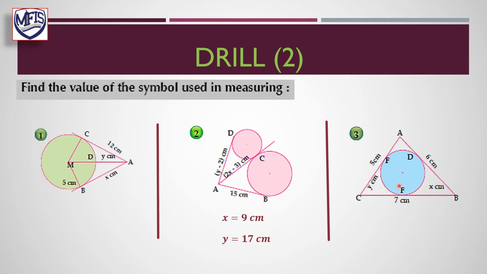Here I have a circle inscribed in the triangle. Inscribed circle means this circle touches the three sides of the triangle at 3 points, D, F, and E. This point is E.